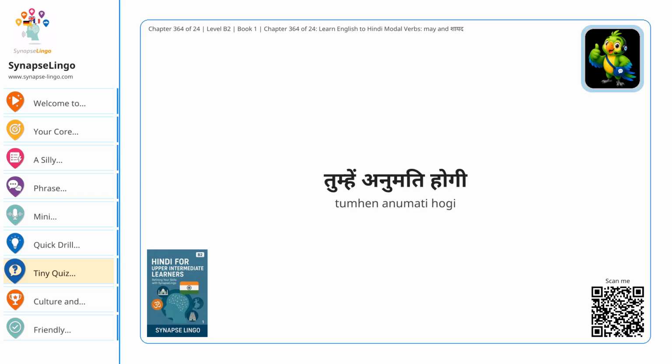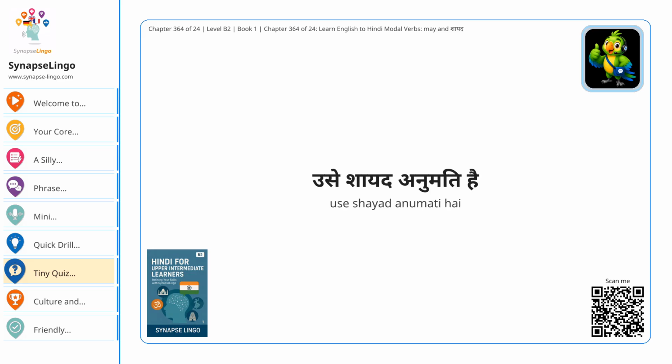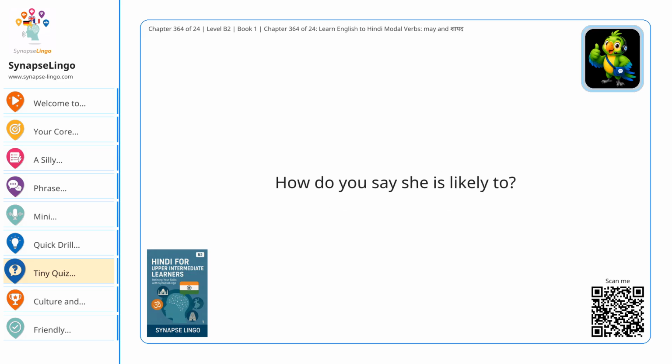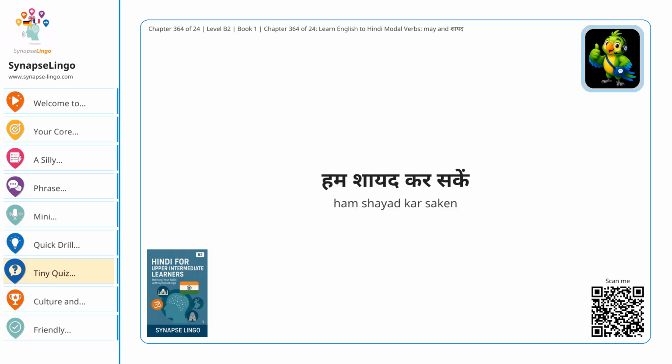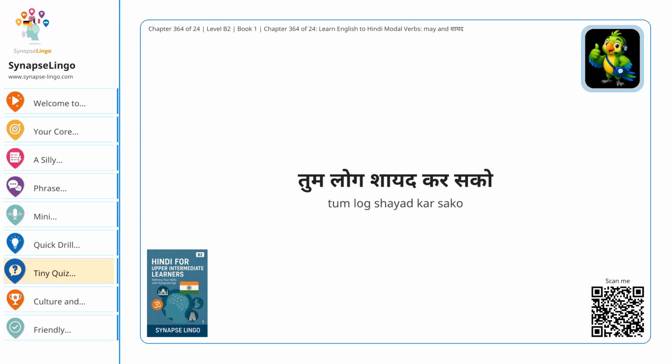How do you say you would be allowed to? तुम्हें अनुमति होगी. How do you say he is likely allowed to? उसे शायद अनुमति है. How do you say she is likely to? शायद वो करेगी. How do you say we might be allowed to? हम शायद कर सके. How do you say you all might be allowed to? तुम लोग शायद कर सको. How do you say they may? वे शायद कर सकते हैं.